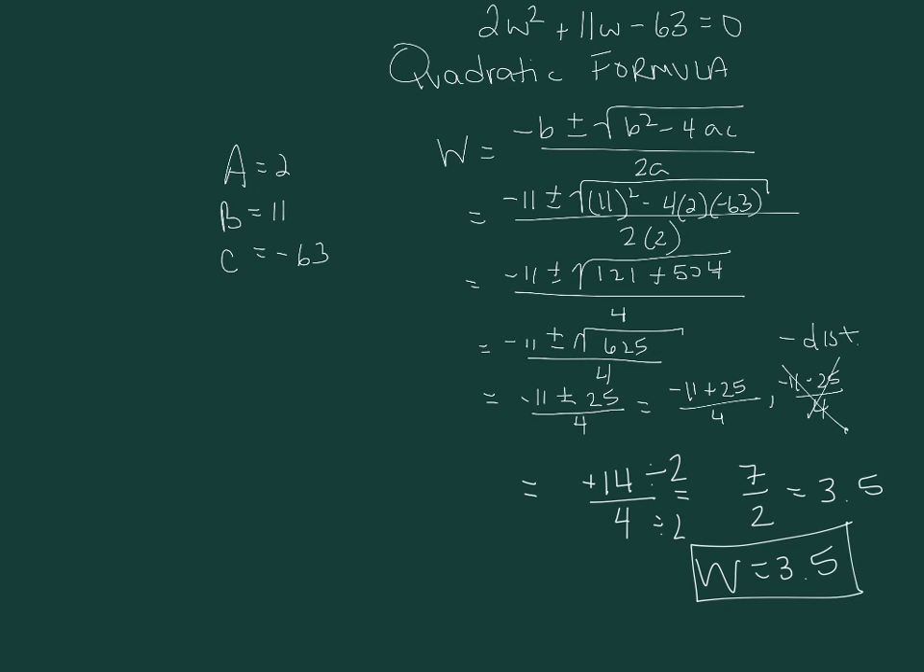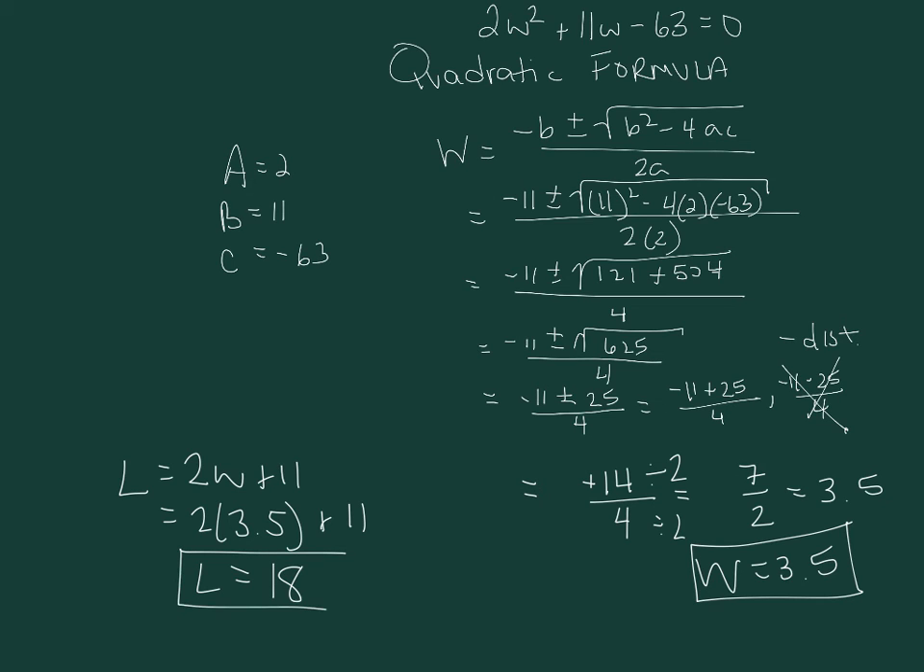So I've got part of my equation, but remember from the top we knew that length was double the width plus 11. So we're going to go 2 times 3.5 plus 11. So 2 times 3.5 plus 11 is 18. So your length is 18. All right? And so that is the process for solving this problem. So you'll have a length of 18 and a width of 3.5.